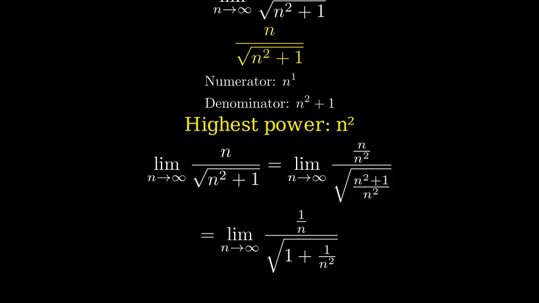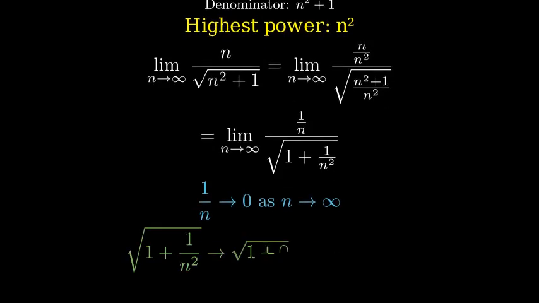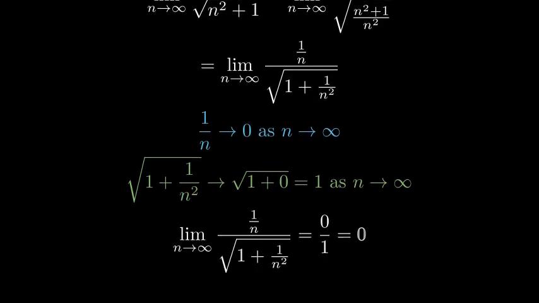Now let's think about what happens as n approaches infinity. When n gets very large, 1 over n approaches 0 in the numerator. In the denominator, 1 over n squared also approaches 0, so we're left with the square root of 1 plus 0, which is just 1. Therefore, our limit equals 0 over 1, which is 0.